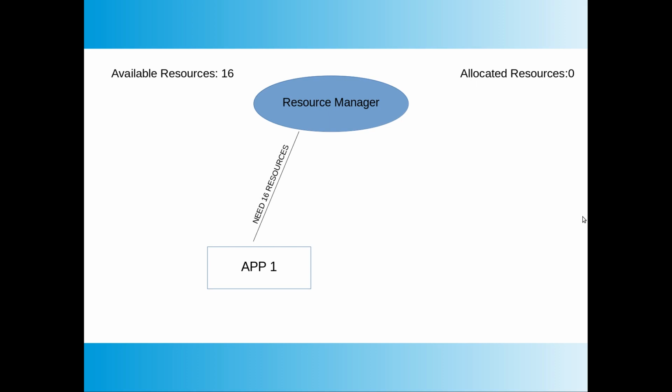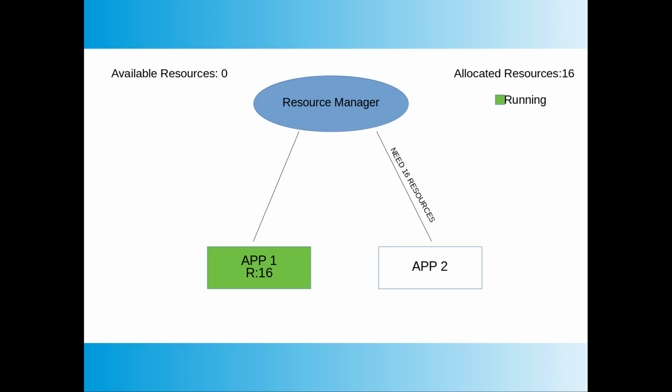In this example, the resource manager has 16 available resources and an application comes and asks for 16 resources. So the resource manager sees that it can fulfill this request and gives 16 resources to the application. So the application starts running. After some point, another application comes and asks for the same amount of resources as the first application. But the resource manager cannot fulfill this request yet because there are no available resources. So the second application has to wait for the first one to release the resources. The resource manager puts the second application in the waiting queue.